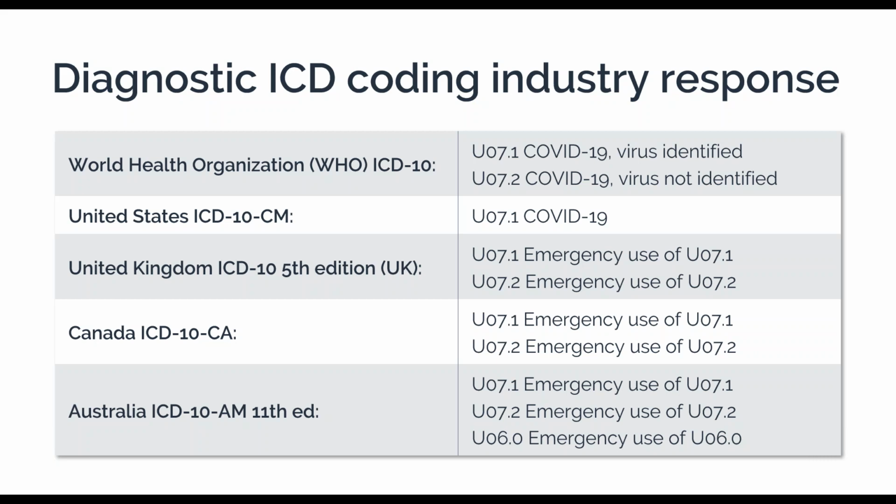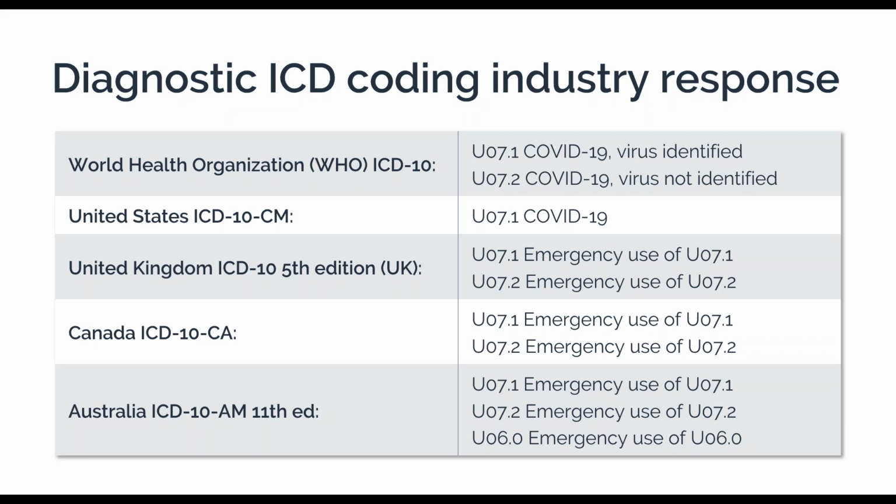Australia has adopted a U06.0 code as well for COVID-19 ruled out. And while each system is following WHO's naming convention of the virus identified or not identified, the timing of the title changes varies across the systems, and as those systems update, so will IMO's code title descriptions.